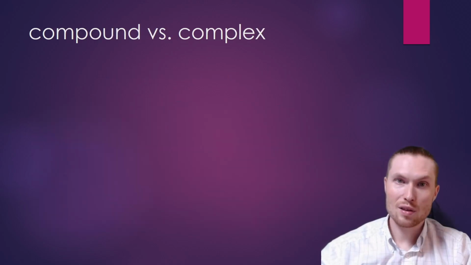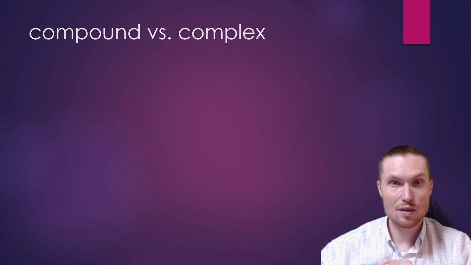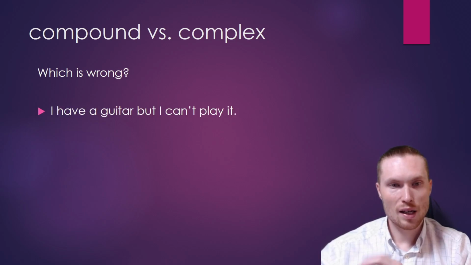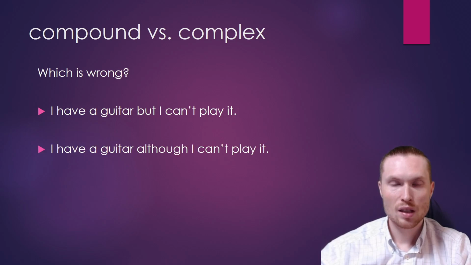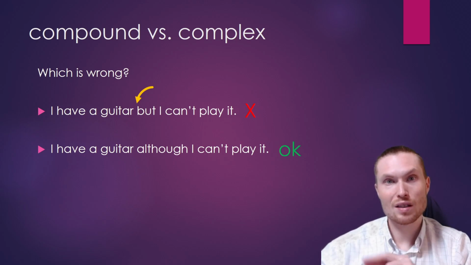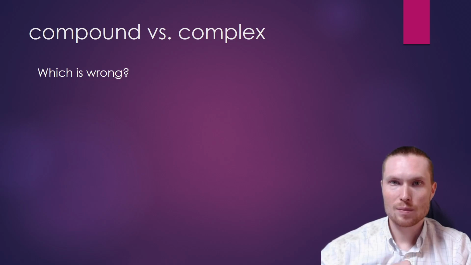Now let's look at some differences between compound and complex sentences and some of the common mistakes that people make. So which of these sentences is wrong? I have a guitar, but I can't play it. I have a guitar, although I can't play it. Which sentence is wrong? The top one is wrong. Why? A compound sentence must have a comma before the conjunction. So always comma but, comma and, comma so. However, in the second sentence, it's a complex sentence, and so we don't need a comma if the dependent clause is second.